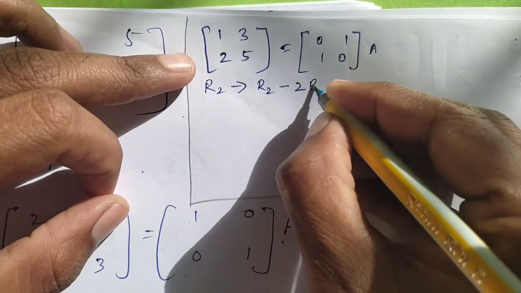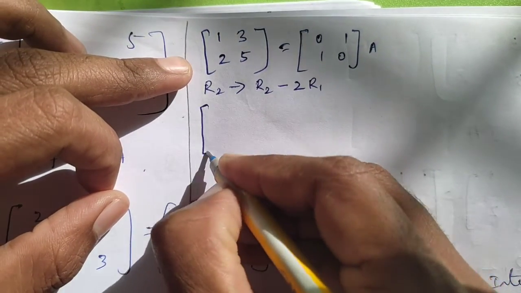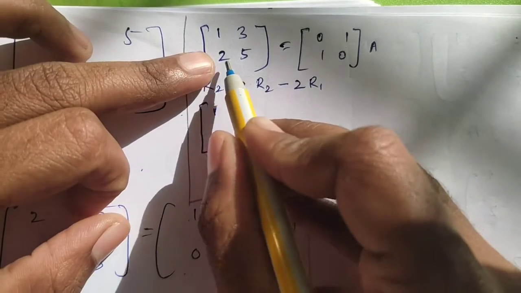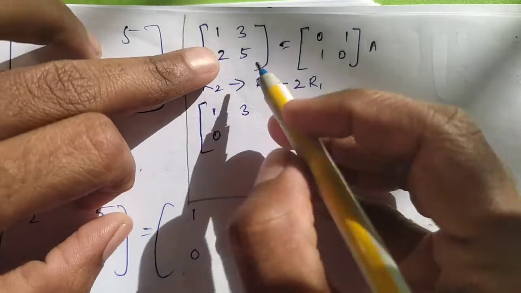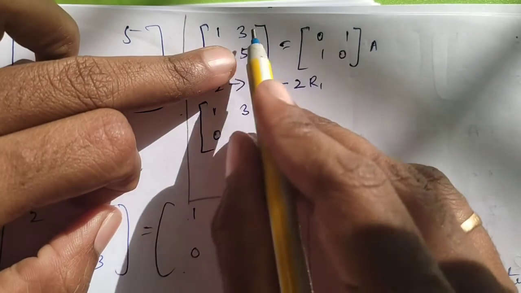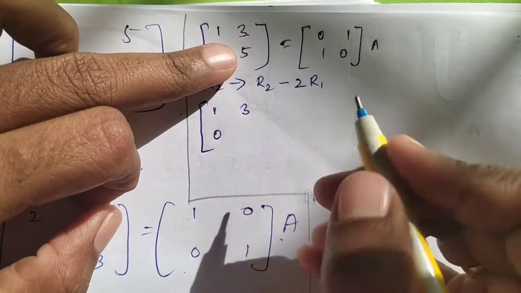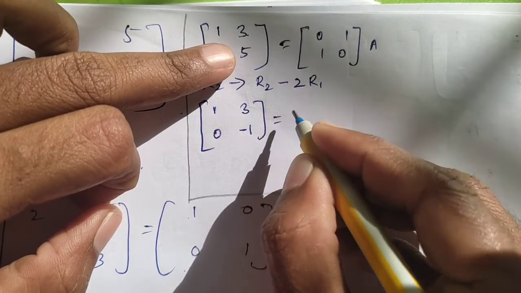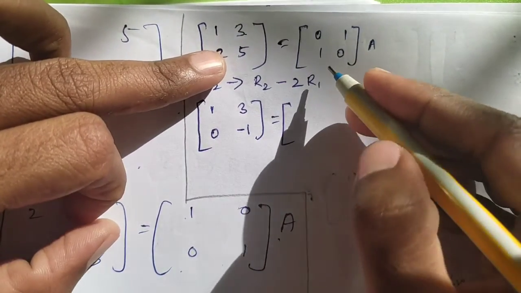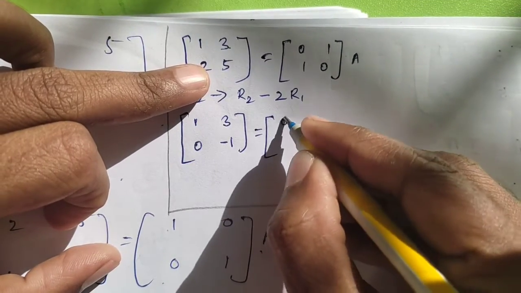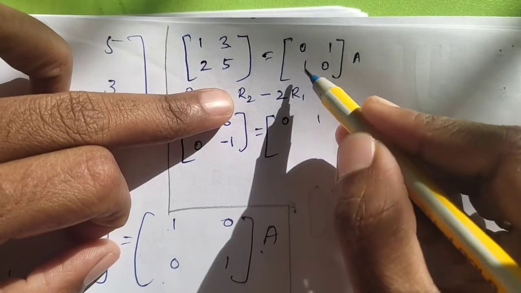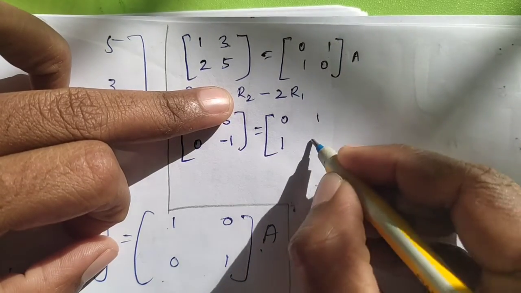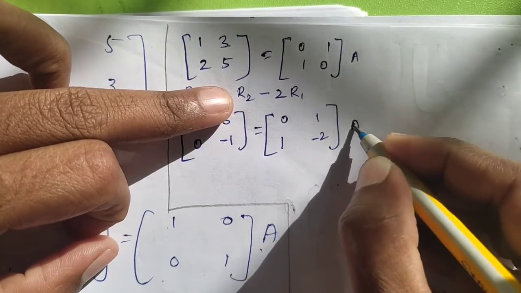So 2R1. So on doing that, R1 will be same, R2, 2 minus 2 will become 0, 5 minus 2 into 3, 6. So 5 minus 6 is minus 1 equal to, your RHS side same, 1, 0, 1, here 1 minus 0, 1, 0 minus 2, minus 2 into A.